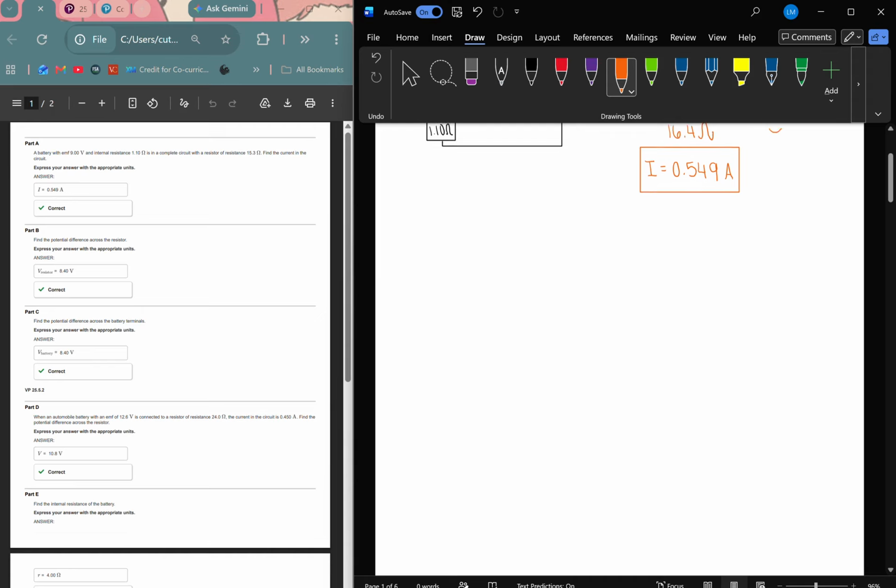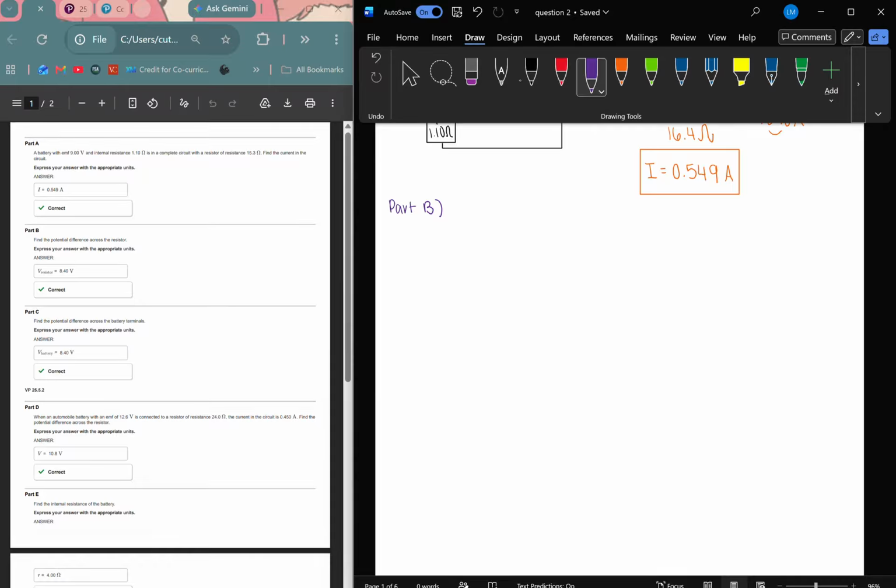So now we're going to do part B. Find the potential difference across the resistor. So we have to find the potential difference across the external resistor. So the formula for this would be, I believe it's V. So let's first draw the diagram.